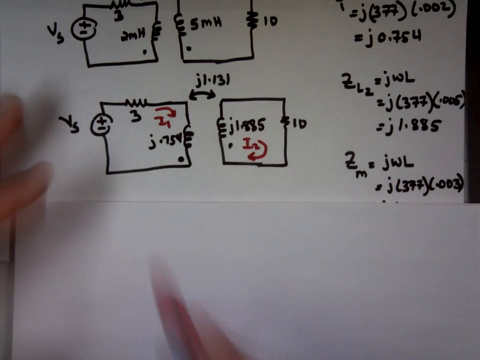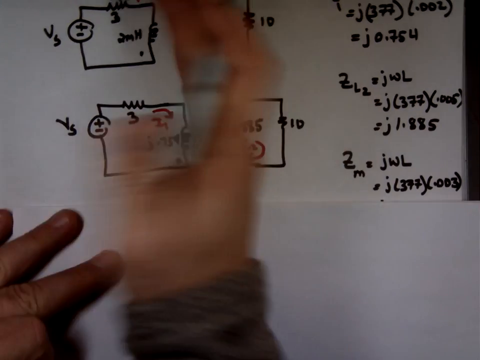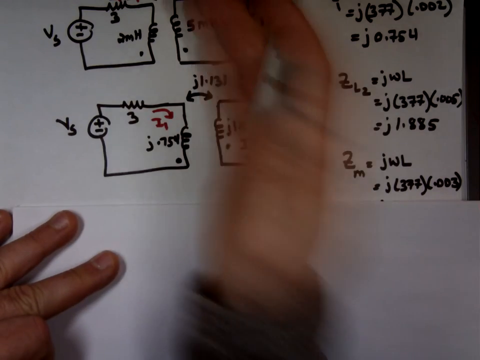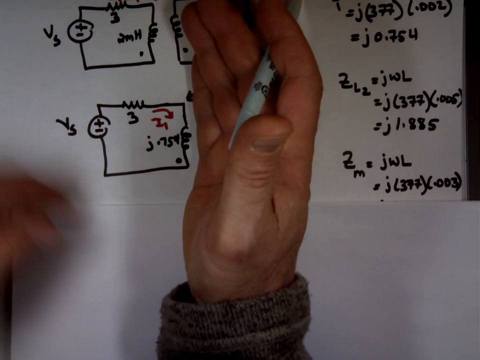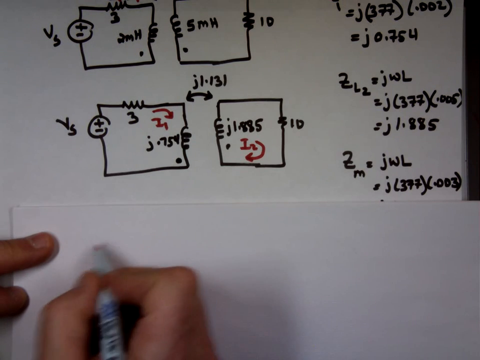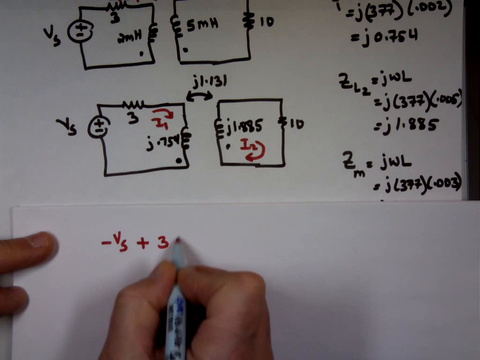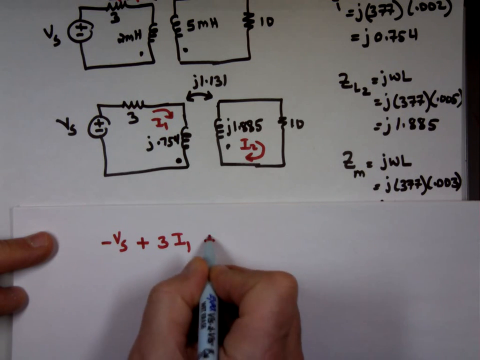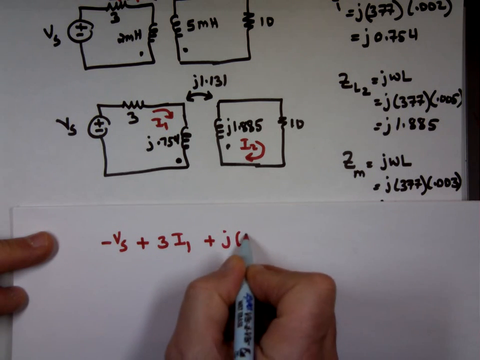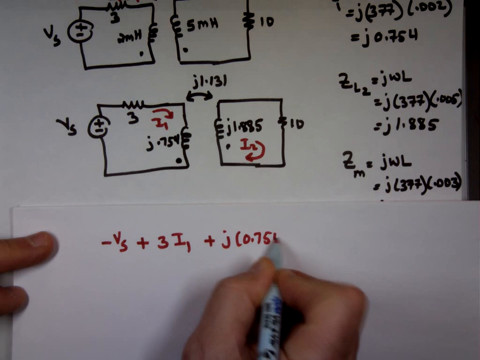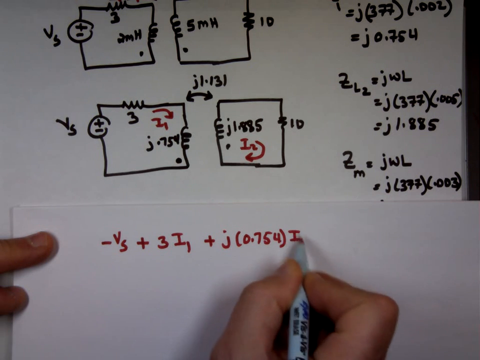The left side, here we go, let's start with this one. Again, let's not even look at this side. Pretend you don't see it. Let's write an equation for this. And that would be what? Negative Vs plus 3 times I sub 1 plus J 0.754 times I sub 1.